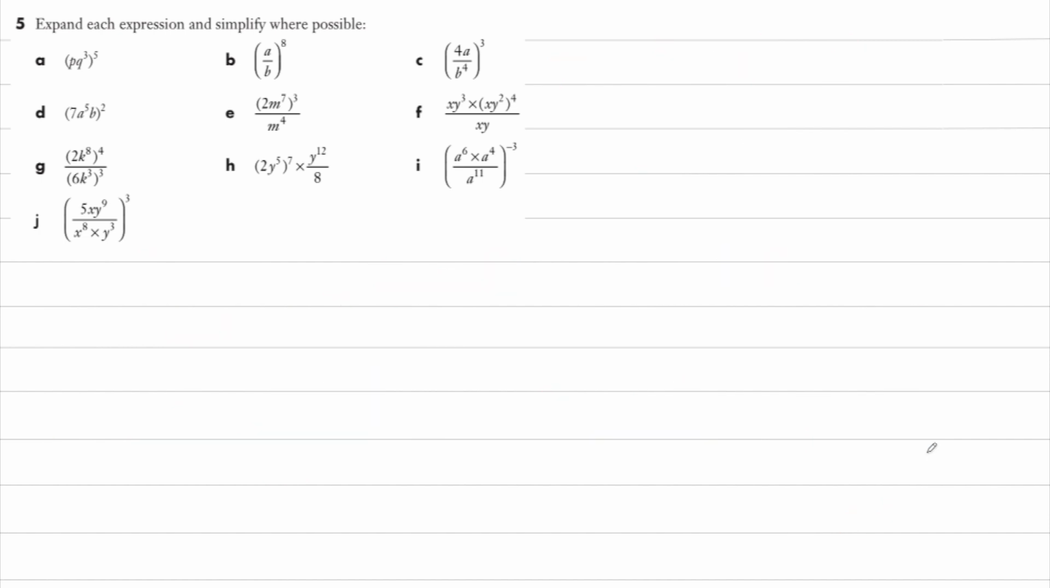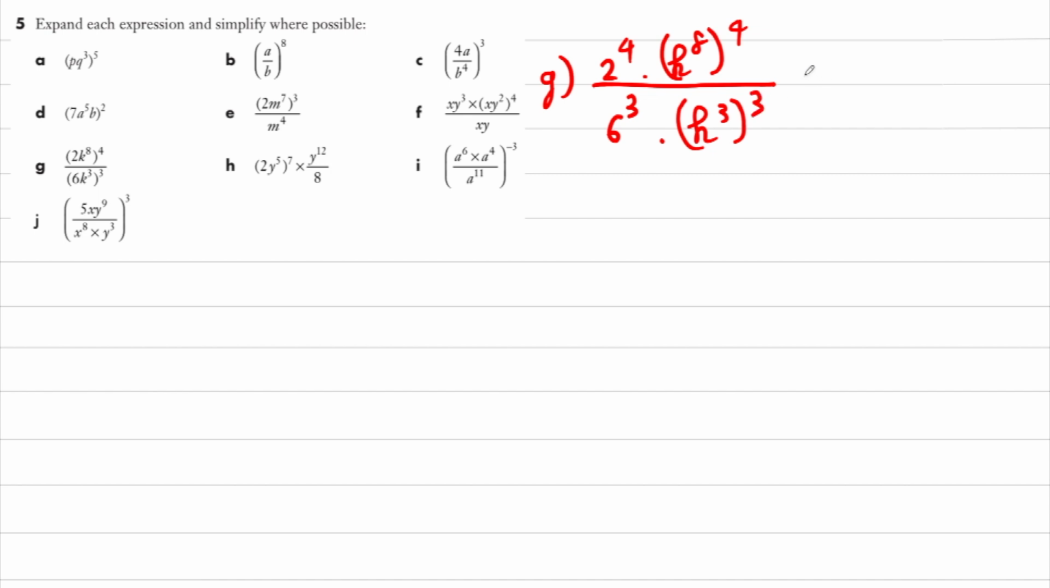Move to another question. You got question G. About question G, in the numerator you got 2, 4 and you got k to power of 8, and 4 outside this bracket. In the denominator you got 6 cubed and k cubed and 1 cubed more time, and this is equal to 16. Here is k to power of 32 and 6.